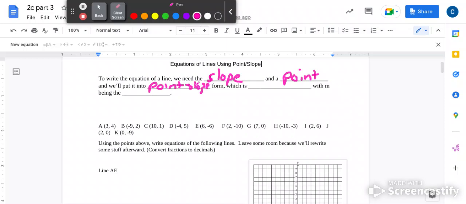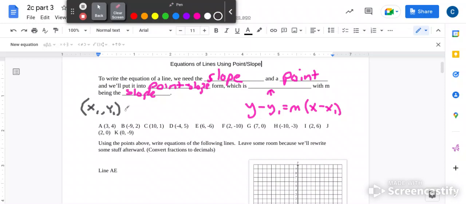Point slope form. The equation for point slope form, I'm going to put it here. It's y minus y1 is equal to m times x minus x1, with m the slope. And in addition to that, I should probably put this in the notes: x1, y1 is the point.